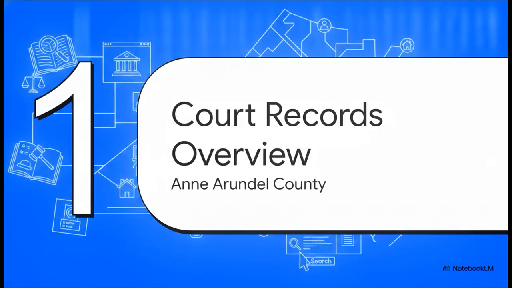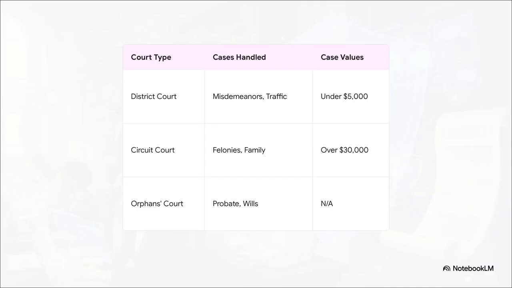Section 1. Overview of Anne Arundel County court records. Before we just start typing random names into a search bar, we really have to know exactly what we're looking for and where it lives. This illustrates how the Anne Arundel County court system is split up, mostly based on the severity of the case. The District Court, which has locations in Annapolis and Glen Burnie, handles the less serious stuff. We're talking misdemeanors, landlord-tenant disputes, traffic tickets, and civil cases under $5,000.